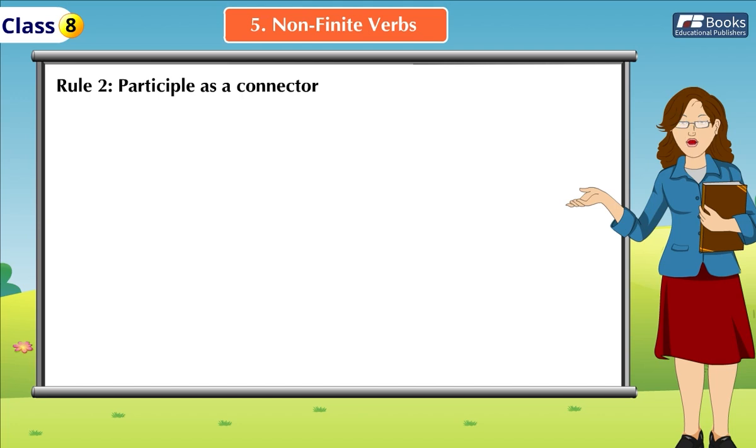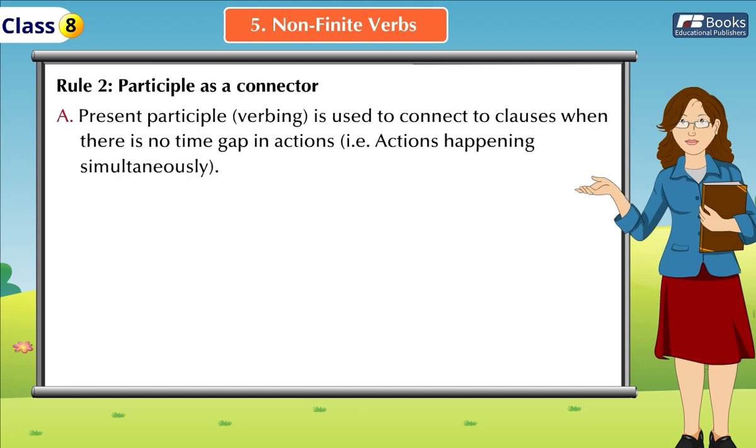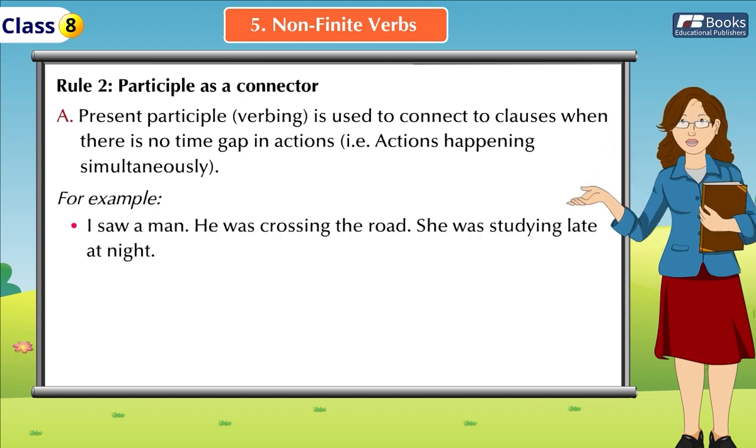Rule 2. Participle as a connector. A. Present participle, verb-ing, is used to connect clauses when there is no time gap in actions, that is, actions happening simultaneously. For example, I saw a man. He was crossing the road. She was studying late at night.